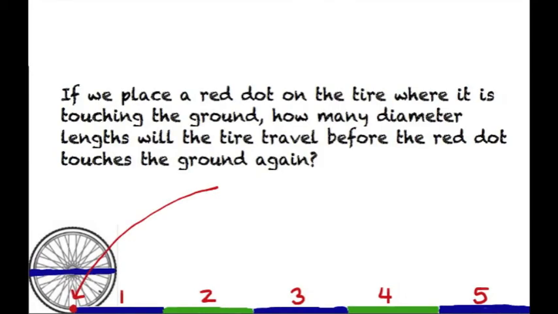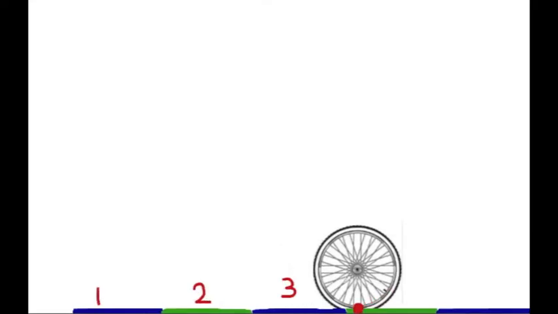Next, we will go ahead and place a red dot on the circle, and if we place a red dot on the tire where it is touching the ground, we can then ask ourselves how many diameter lengths will the tire travel before the red dot touches the ground again. Remember, circumference is the distance it takes to go all the way around a circle. So what we're really asking here is how many diameters equals a circle's circumference. Well, let's test it out. 1, 2, 3. It takes 3 diameters to go around a circle, or the circumference equals 3 diameters.